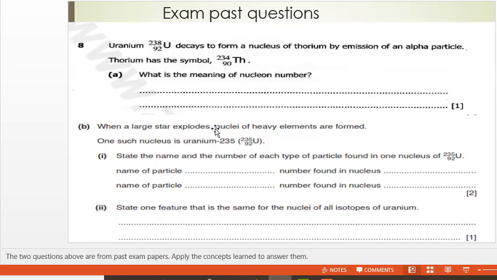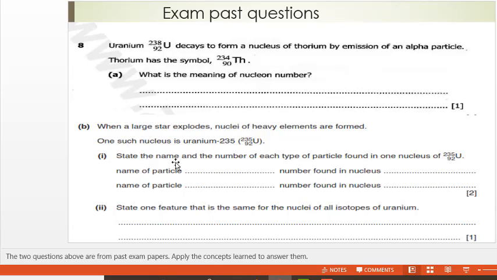Okay, so we move to the next question. When a large star explodes, nuclei of heavy elements are formed. One such nucleus is uranium-235. When we say uranium-235, it means its mass number is 235. The emphasis on mentioning the mass is because this is one isotope of uranium. There can be other isotopes. In this case, the uranium shown on top is 238, and this uranium here is 235. So they are isotopes of the same element. Now let's look at these questions.